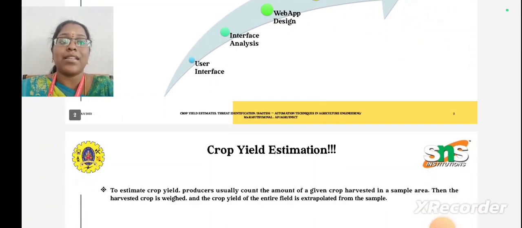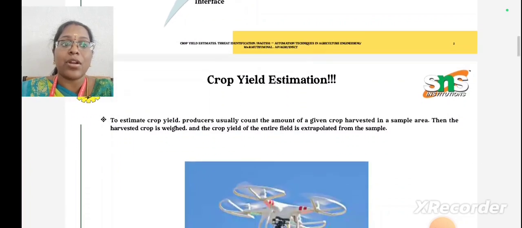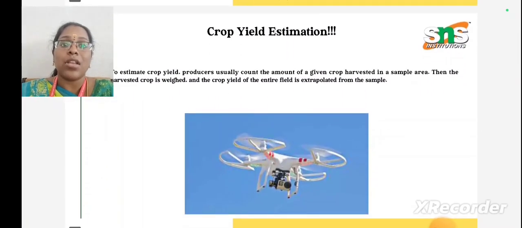So today we will see something about crop yield estimation and how the drone is very useful in estimating the crop yield. To estimate a crop yield, the producers usually count the amount of a given crop harvested in a sample area. Then the harvested crop is weighed and the crop yield of the entire field is extrapolated from the sample. So this is how initially we were calculating the crop yield.